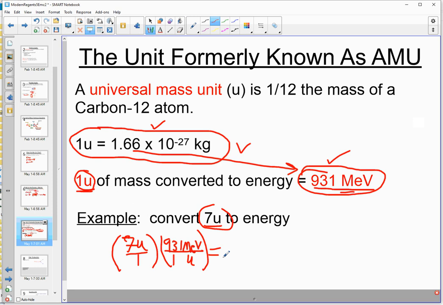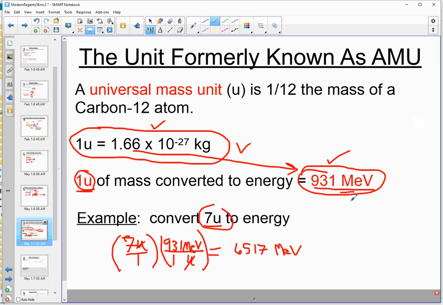So you don't have to ask, do I multiply or do I divide? When you build the brackets, it shows you. So 7 times the 931 gets you 6517. And the U's cancel, and we're left with mega electron volts, or MeV. Again, whenever you see U's or MeVs, it's just going to be a conversion. And the 1 U equals 931 MeV is on the front page of the reference table.